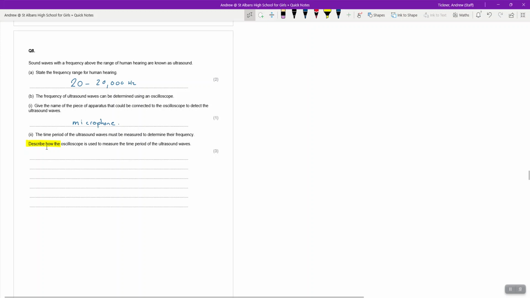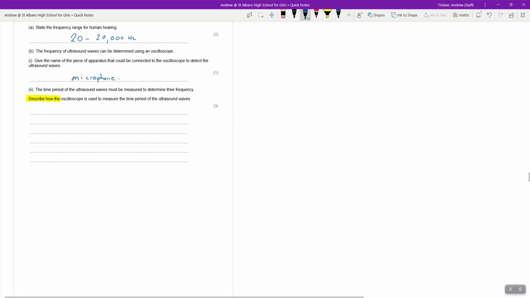The time period of an ultrasound wave must be measured to determine their frequency. Describe how the oscilloscope is used to measure the time period of the ultrasound waves. So there are a few things that you first need to do here. You will have seen when people are using oscilloscopes, either the online versions or the ones in the lab, that we need to capture a wave. So the first thing is you can get a mark: you can freeze the wave. There are 4 marking points here, so we can freeze the waves on the screen.